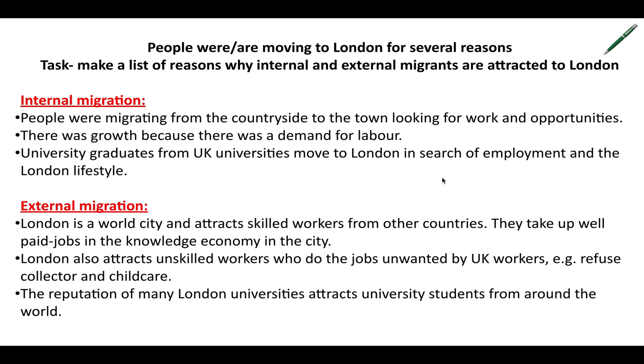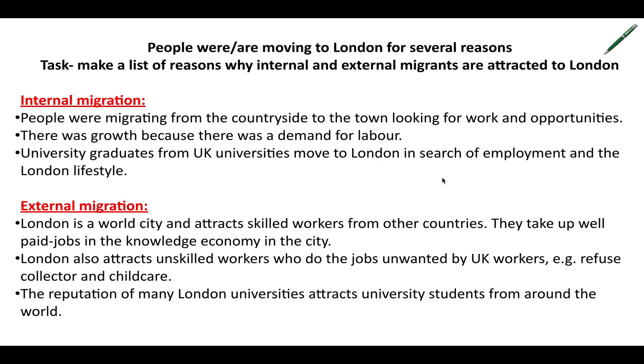If you've come from outside the UK then, all kinds of reasons why you might come, okay? You might be a highly skilled worker that a London firm needs to hire and is encouraging you to come. They often take up, our migrants to London, take up well-paid jobs in the knowledge economy like the city. But not everyone is doing those jobs.